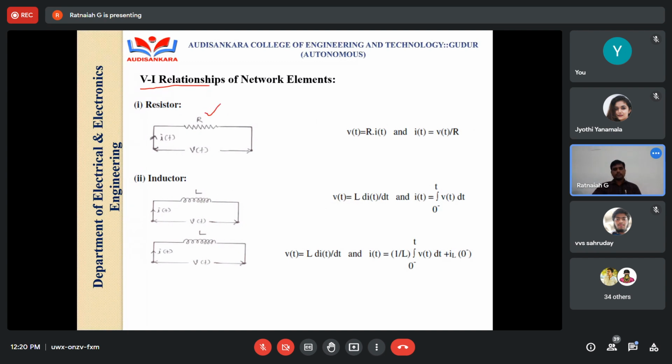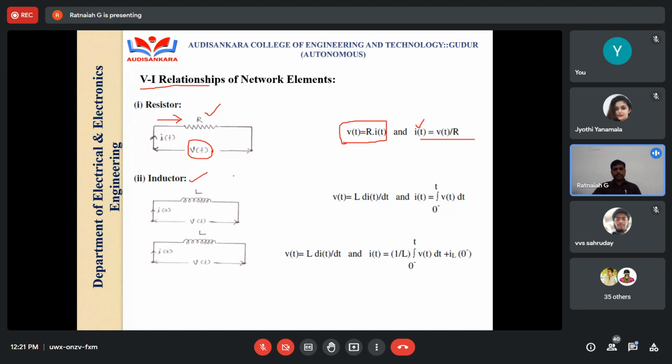So if we take a resistor, v(t) is the voltage of the resistor, and i(t) is the current through the resistor. According to Ohm's law, we can say v(t) = R i(t). Or if you want to write the expression in terms of current, i(t) = v(t)/R.